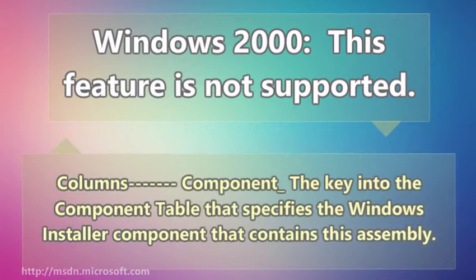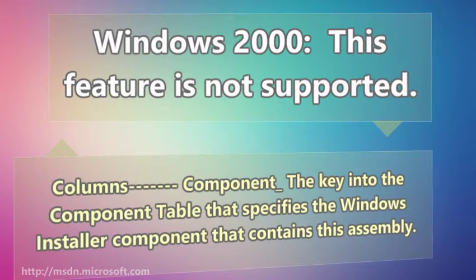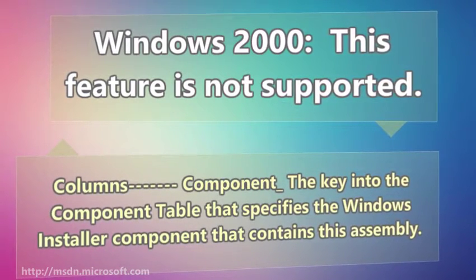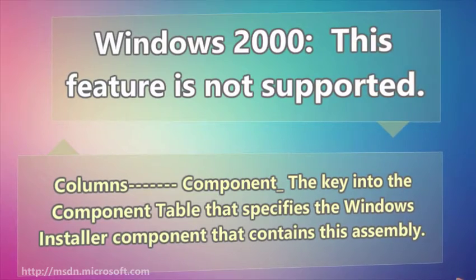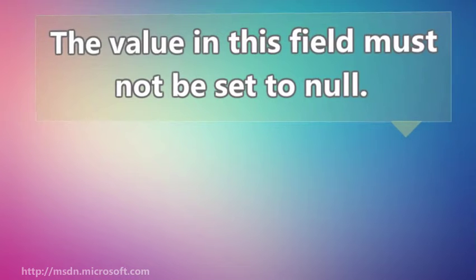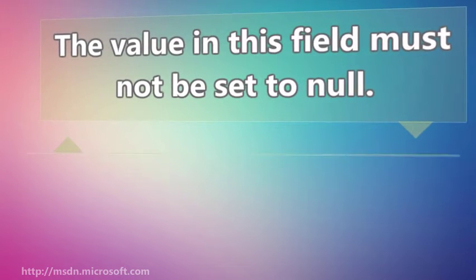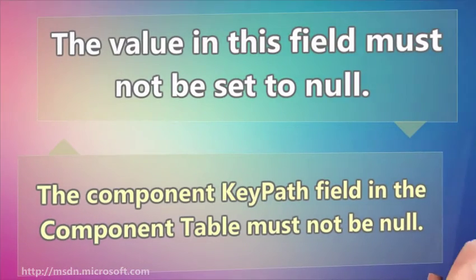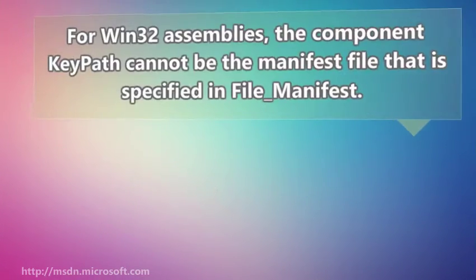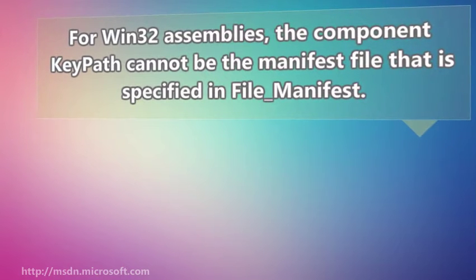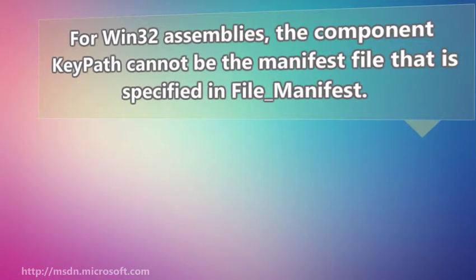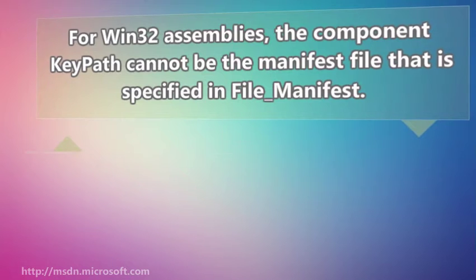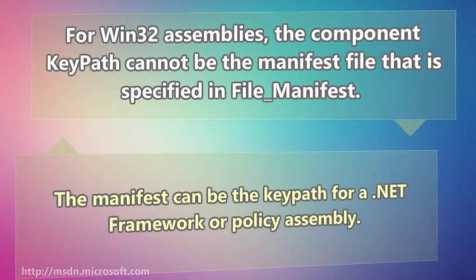Component: the key into the Component table that specifies the Windows Installer component that contains this assembly. The value in this field must not be set to null. The Component key path field in the Component table must not be null. For Win32 assemblies, the component key path cannot be the manifest file that is specified in File_Manifest. The manifest can be the key path for a .NET Framework or policy assembly.